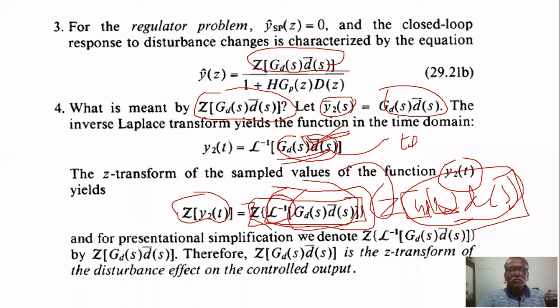It is the Z transform of the disturbance effect on the controlled output. What is the Z transform of GD of S? It is the Z transform of the disturbance effect on the controlled output.